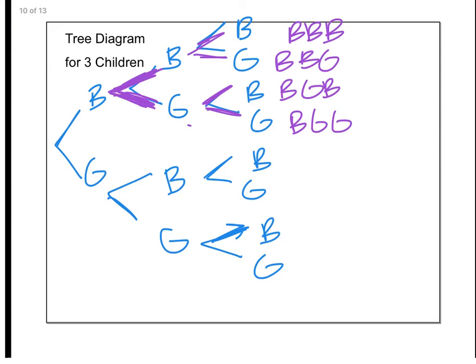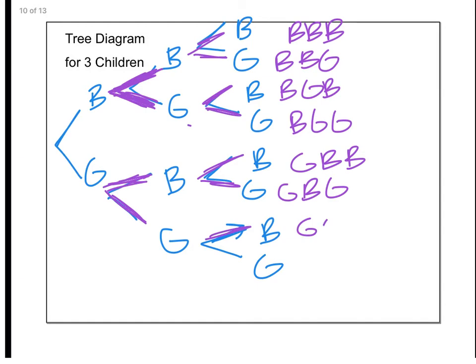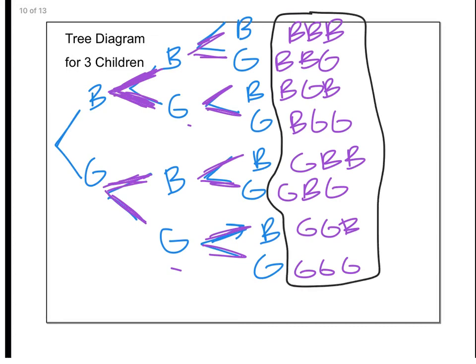And then let's switch to our second half. I could have a girl first and then have a boy and a boy. So girl, boy, boy. I could have a girl, a boy, and then a girl. I could have a girl, girl, and a boy. Or I could have a girl, girl, and a girl. So altogether, there are 8 right here. This gives me 8 different outcomes. So there are 8.